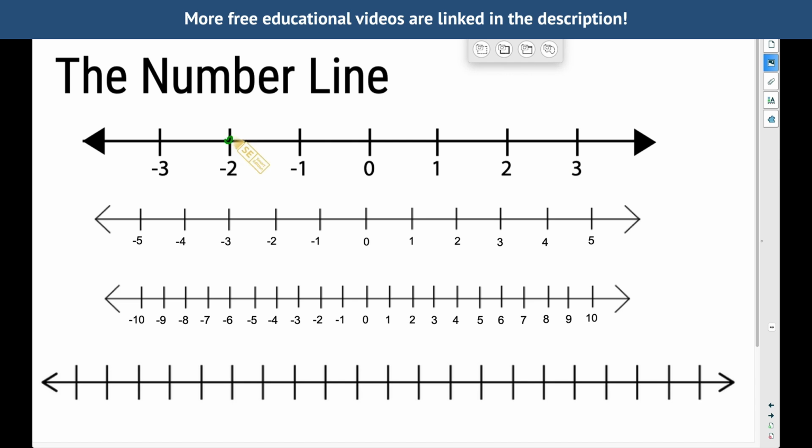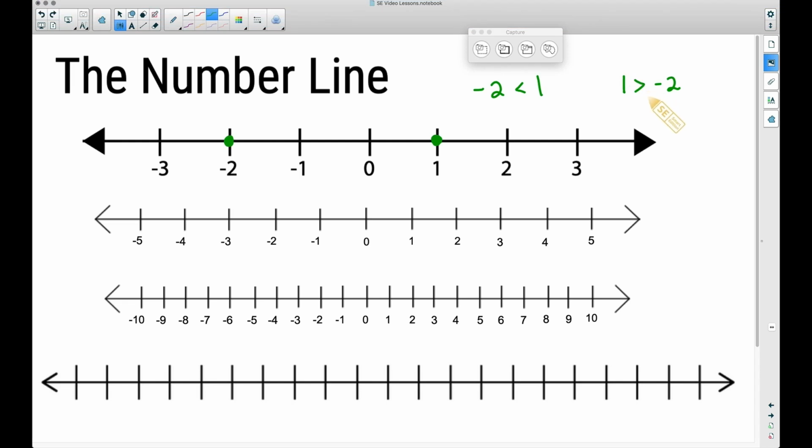For example, if I put a dot on -2 and I put a dot over here on +1, -2 is smaller than 1 because -2 is farther to the left on the number line. One way we can write this is -2 is less than 1. Take note of the inequality symbol here. -2 is less than 1. Or we could write it like this. 1 is greater than -2. These two inequalities mean the exact same thing. Take note of how I'm saying this. -2 is less than 1. 1 is greater than -2.